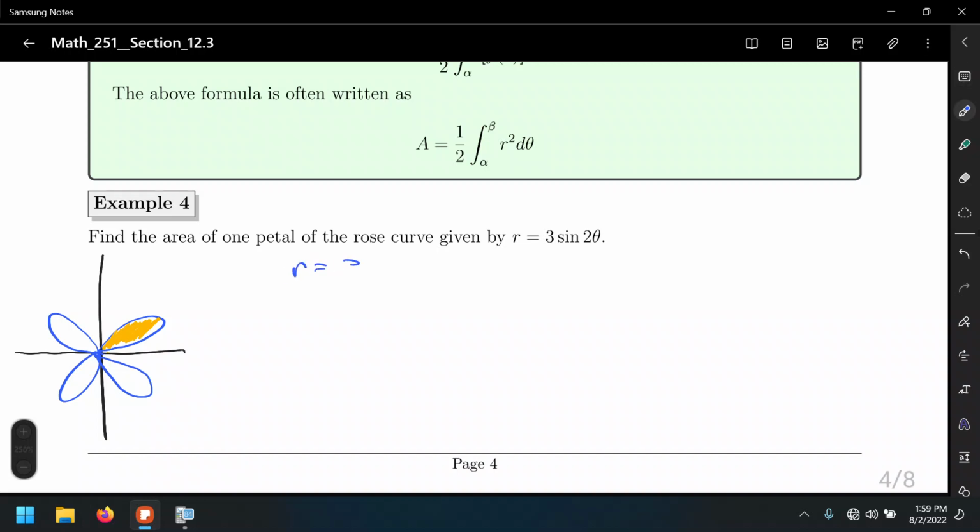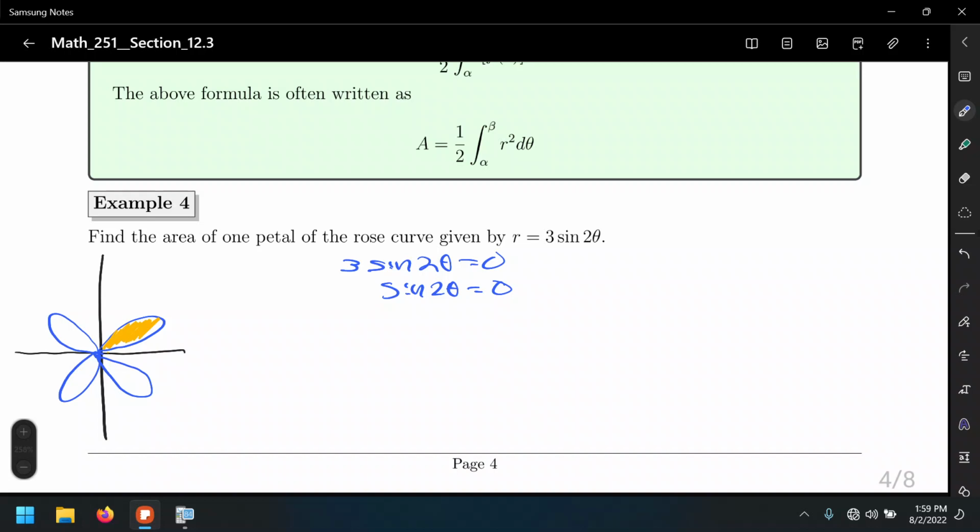So r equals 3 sine 2 theta. Well, we need to set this equal to 0. All right? And sine 2 theta equals 0 over 3. That's 0. For this trigonometric equation, be careful.